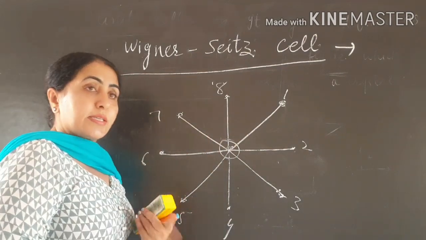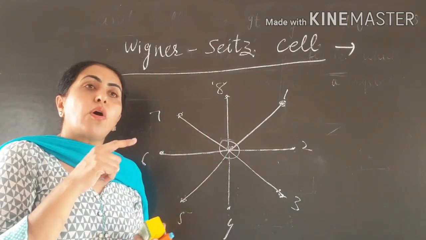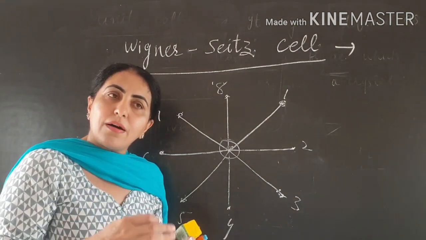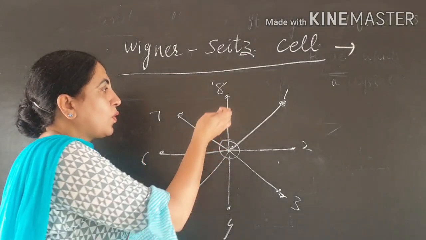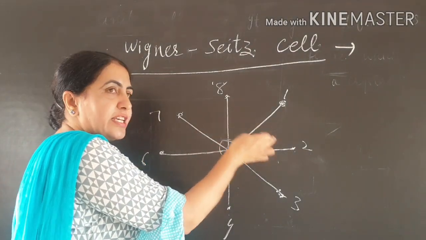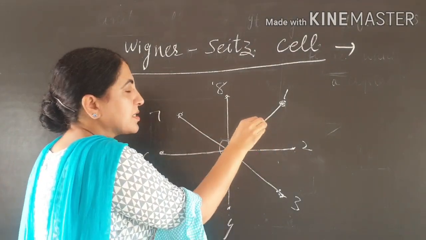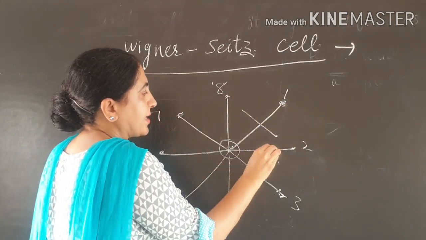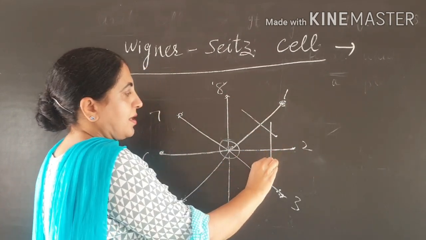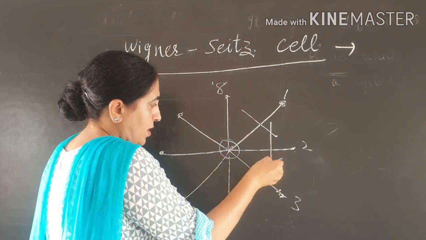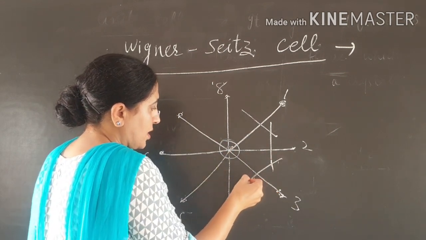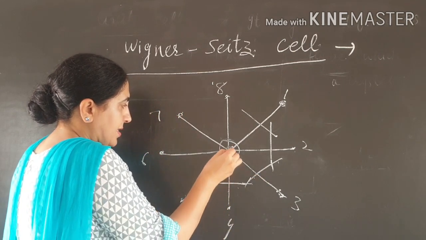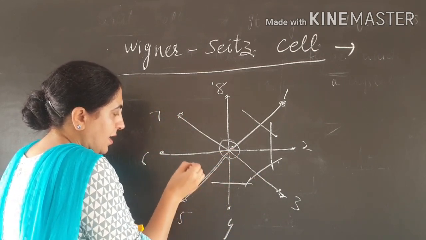Now second step, draw normal planes at the midpoint of these lines. So at the midpoint, suppose this is the midpoint, so draw normal planes here, and at this point we join this. So this is normal, now this is normal to this, this is normal to this, this is at this midpoint of this line, draw normal.